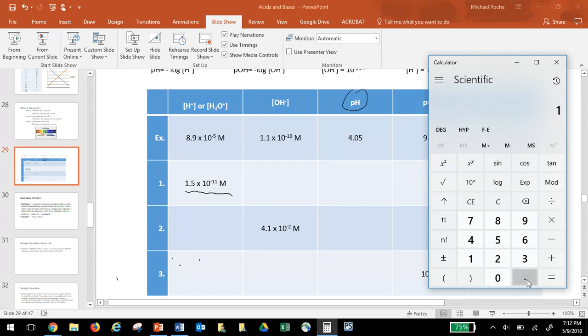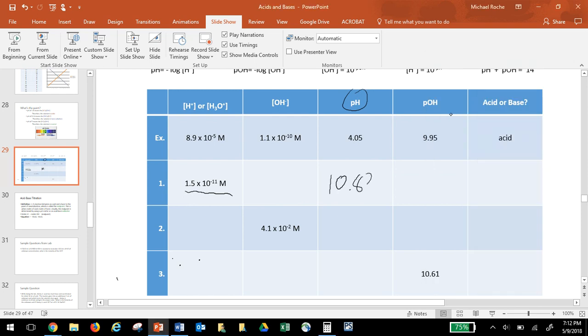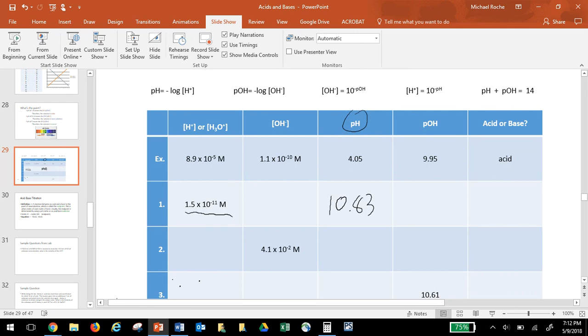So 1.5 to the negative 11th, and then you hit log, and that'll give you a number, minus 10.82, and then we want to make that positive, so that would make this 10.82. Now for the pOH, so that's how we found that. The concentration of H was used to find the pH.